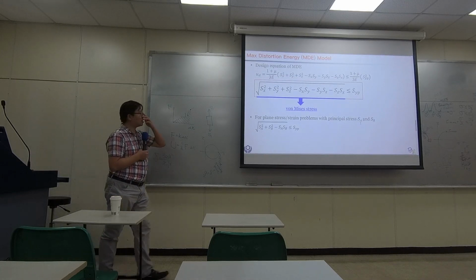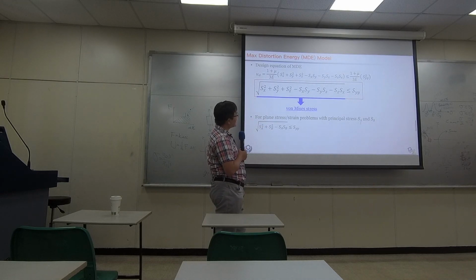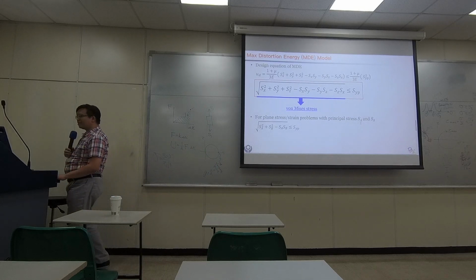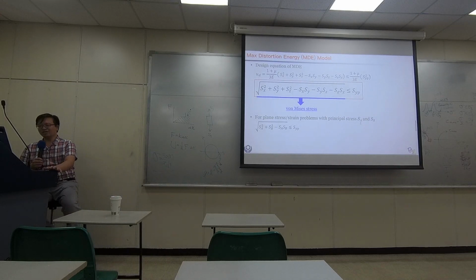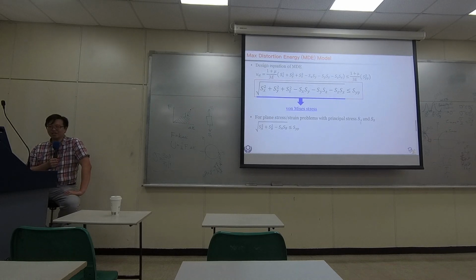And similarly, we take a square root of both sides. And we call this guy von Mises stress. So remember in the pre-test, I asked everyone, have you ever heard of von Mises stress? This is von Mises stress. So what is a von Mises stress?